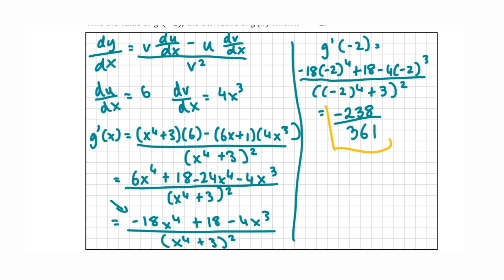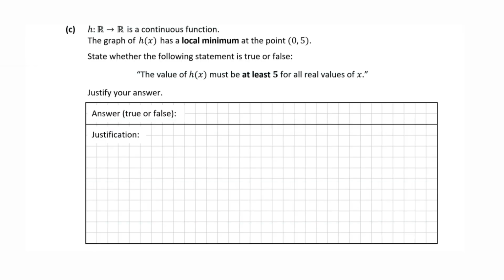So this is your answer to this part of the question, and to get that answer, you get a total of 10 marks. In part C of the question, they tell you that the graph h of x has a local minimum at the point 0, 5, and they want you to state whether the value of h of x must be at least 5 for all real values of x. So the first thing I'm going to do is draw out a little sketch.